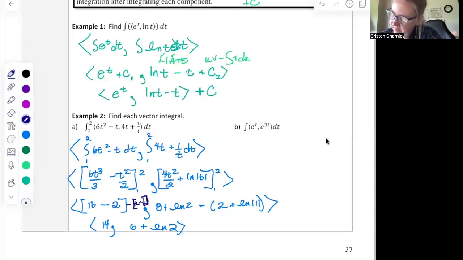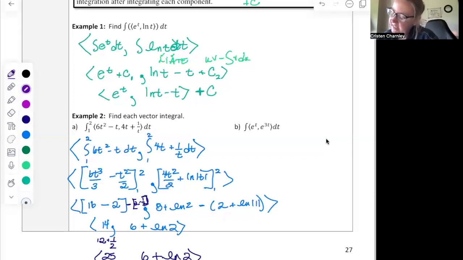Let's see, so we have 14 minus 2, which would be 12. And then minus negative is really plus, so 12 plus 1/2, so it's 12.5 or 25/2. And that second piece is 6 plus natural log of 2. That's still correct. All right, let's see how we do on letter B here.